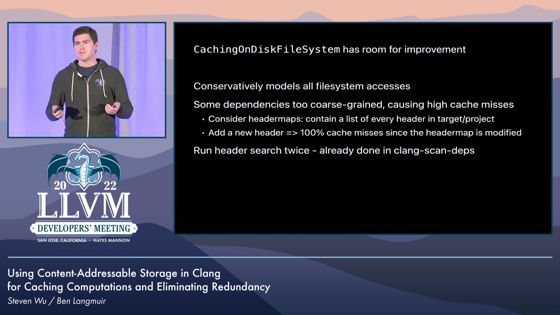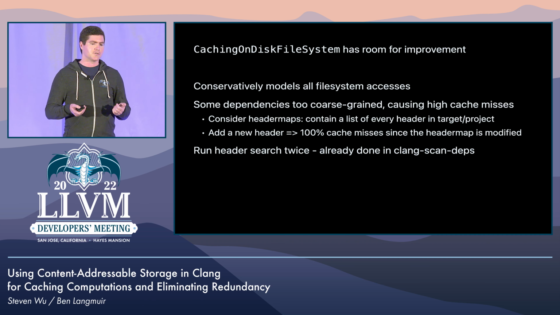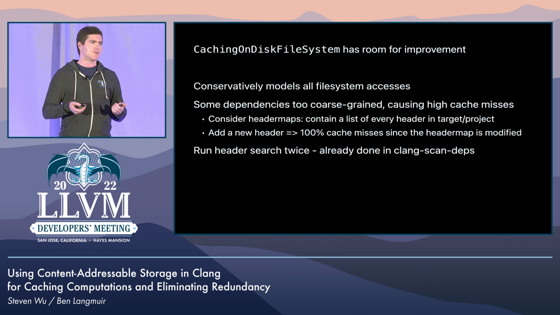So caching on disk file system is actually a fairly general tool and can be used to add caching to other places. We've used it as part of an experiment for caching in LLVM TableGen. But for Clang specifically, it leaves some room for improvement. First, it's conservatively modeling all of the file system accesses. This can have a level of detail that's unnecessary in some cases, which adds overhead.